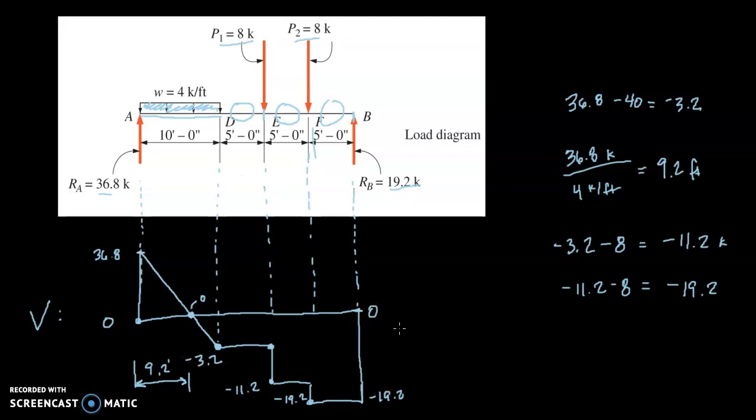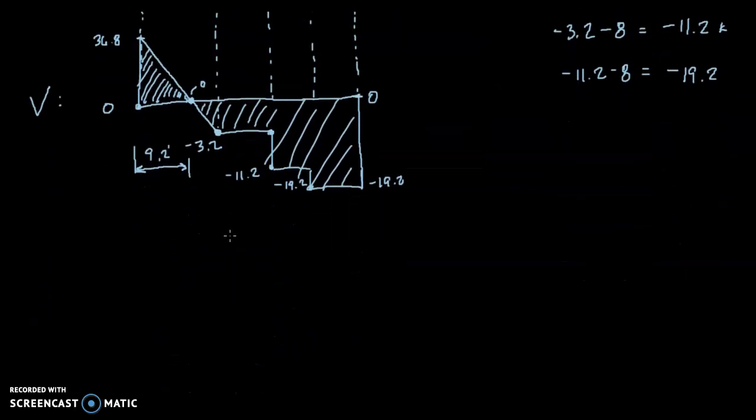When we start and end at 0, that means we did it right. If we get to the end and our shear diagram isn't closing, then we need to go back and look for potential mistakes. So I can shade in the diagram here. This is where I'm experiencing positive shear up until the 9.2 foot mark, and then from here on I'm experiencing negative shear. To create the moment diagram, we're going to have to come down and draw the moment diagram directly below the shear diagram.